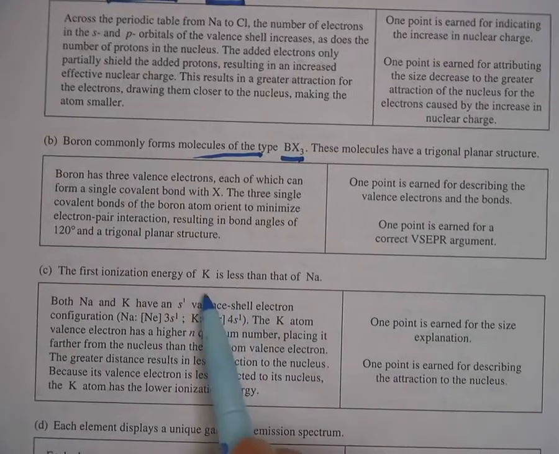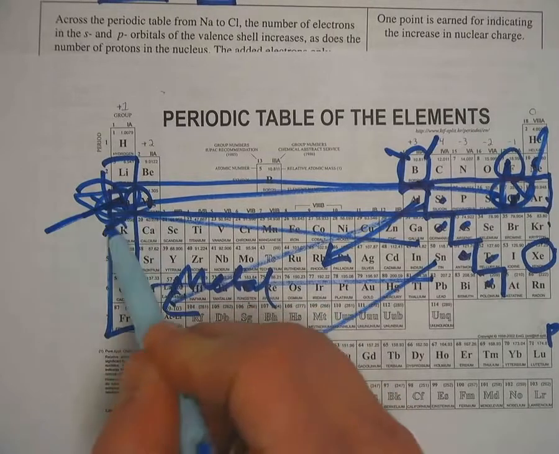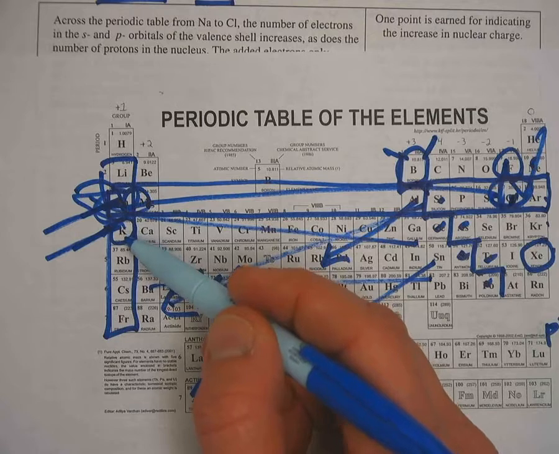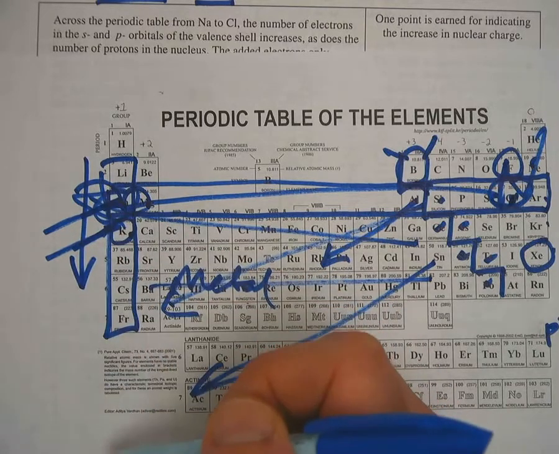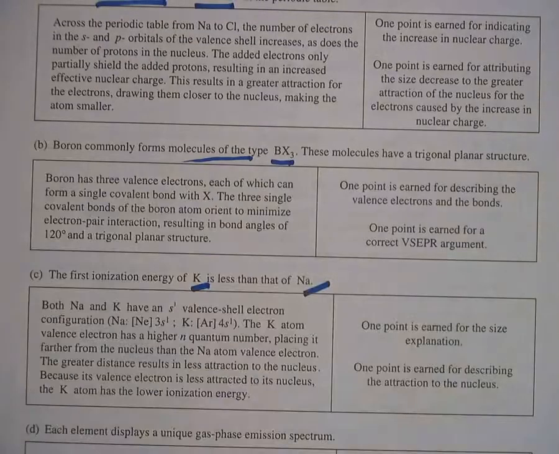The ionization energy of K is less than that of Na. Oh, it's asking you to explain this trend again right here. Here's Na, here's K. Well, K, of course, its electrons experience less effective nuclear charge because the electrons are further away from the nucleus. Its atomic size is bigger because atomic size goes up as you go down. And the electrons are further away from the nucleus, therefore they have less attraction.